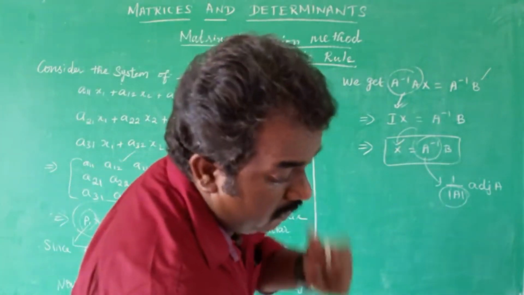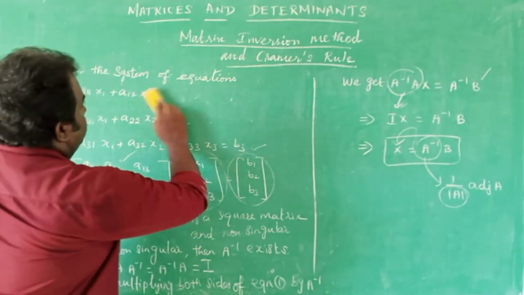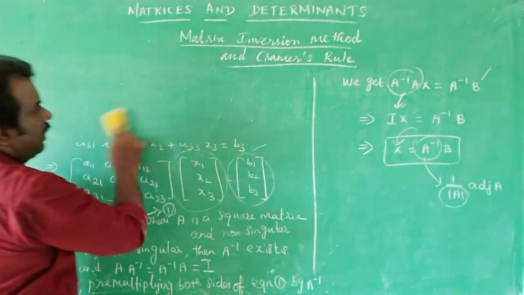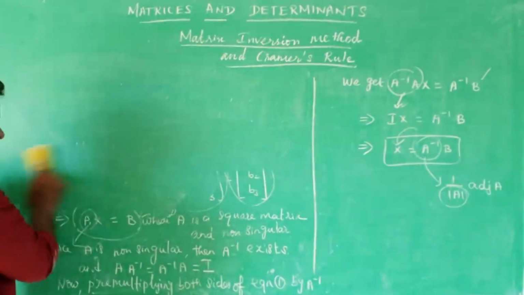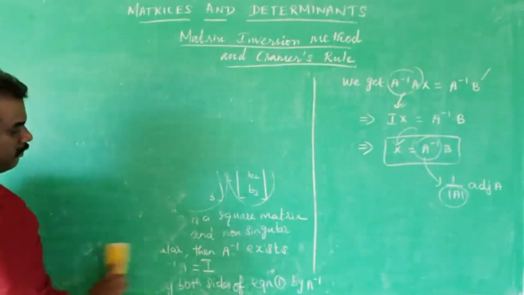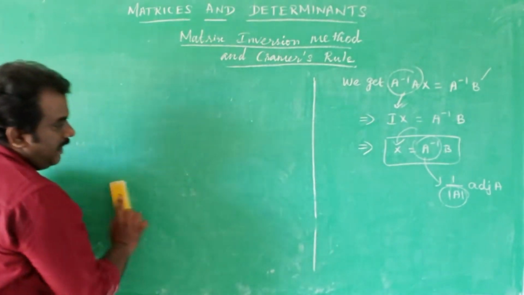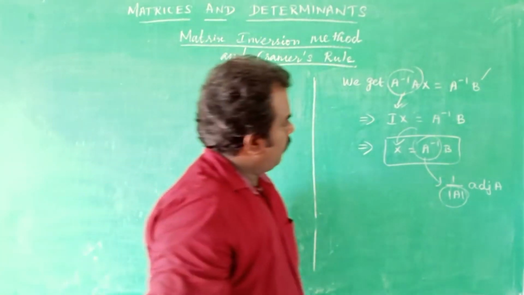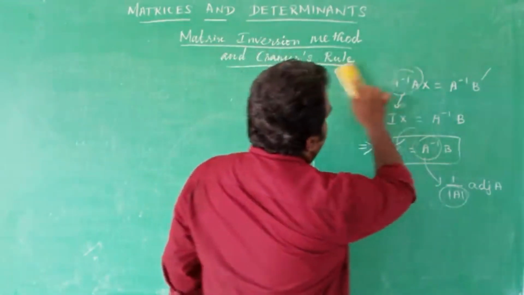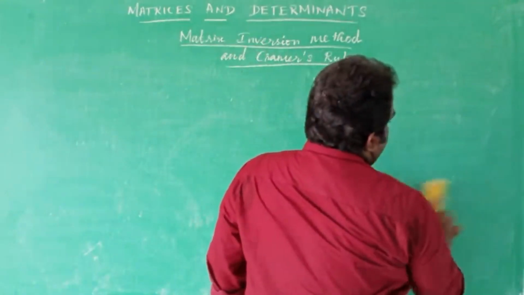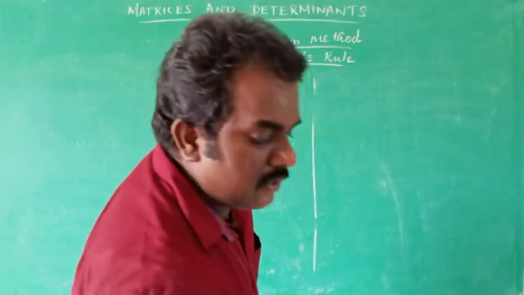Let's go for the sums now. I think you might have understood what A inverse is and how to find the value of capital X by using the formula X is equal to A inverse into B.